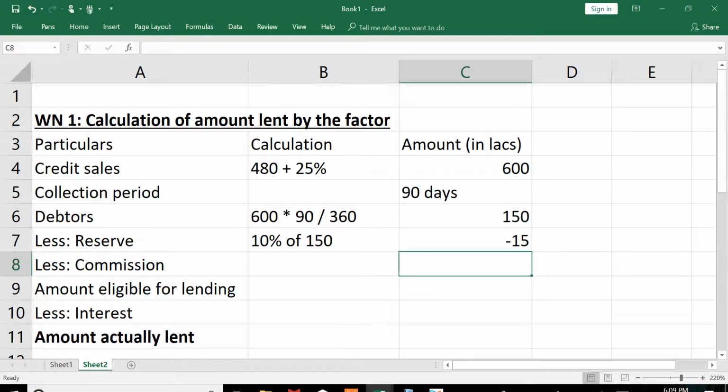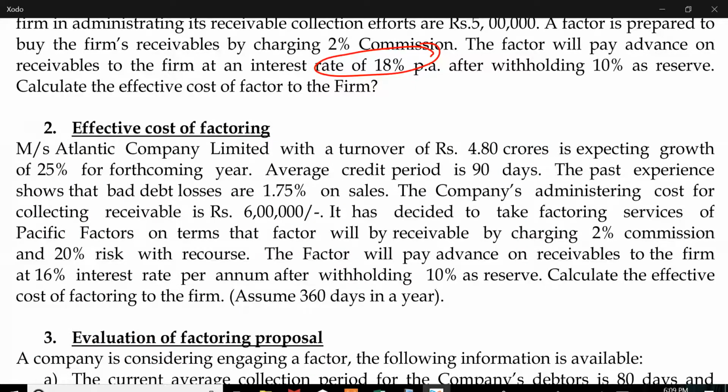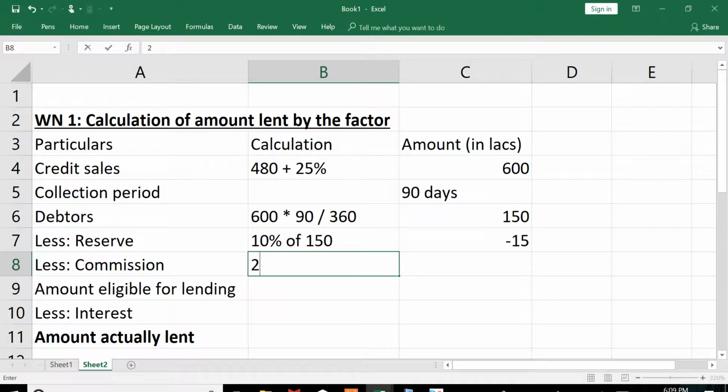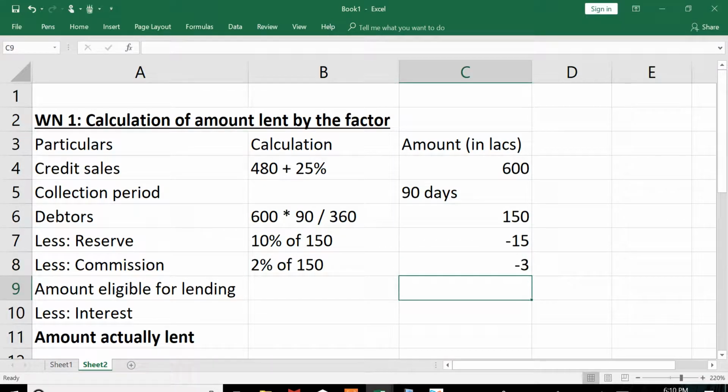Then commission. What is the commission deduction? 2% of 150, minus 3. This is what, according to the factor, is eligible. He will say, okay boss, eligible amount is only 132 lakhs. Now, in this 132, what can I give? Let's discuss. I am not going to give you 150 lakhs. At best, 132 lakhs is the amount I can give.